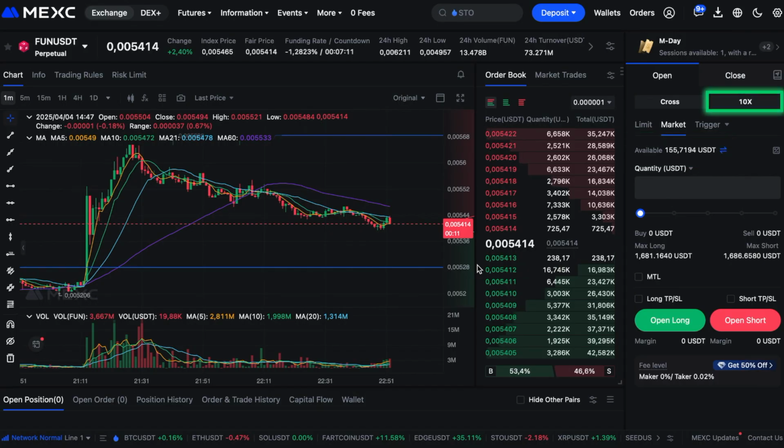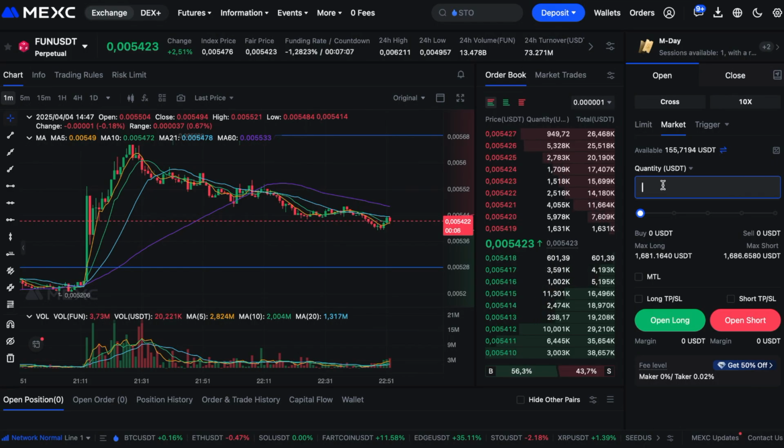By default, a 10x leverage is set, meaning we can open a position worth $1,500. For convenience, we'll specify the amount in USDT and enter the volume in USDT. We enter $1,500, so the position will be opened with 10x leverage.